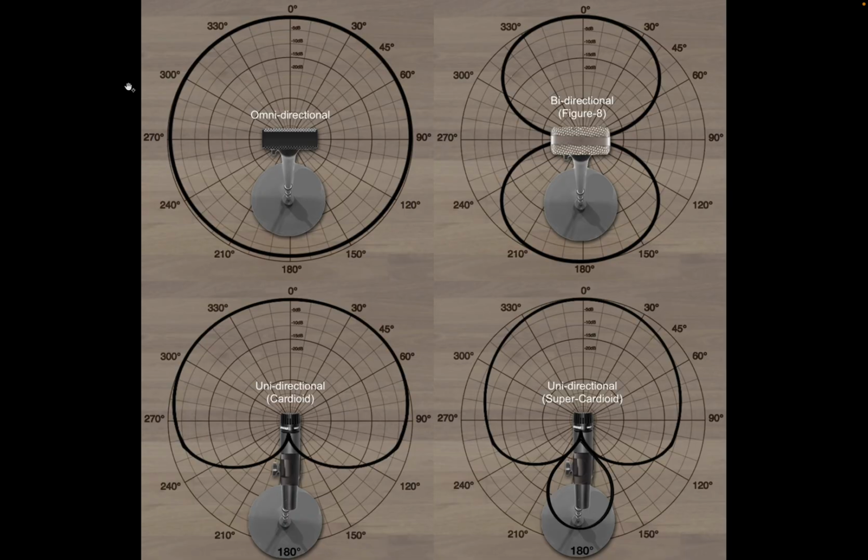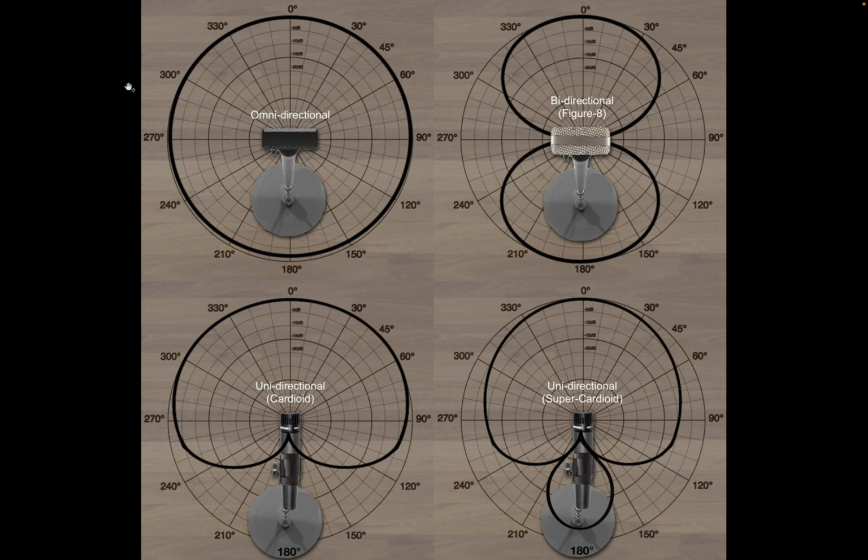So earlier I talked about pickup patterns. This image shows the shapes of these patterns. If we start in the upper left-hand corner with the omnidirectional, that basically means the microphone is picking up 360 degrees all the way around it, okay? Omnidirectional makes total sense.